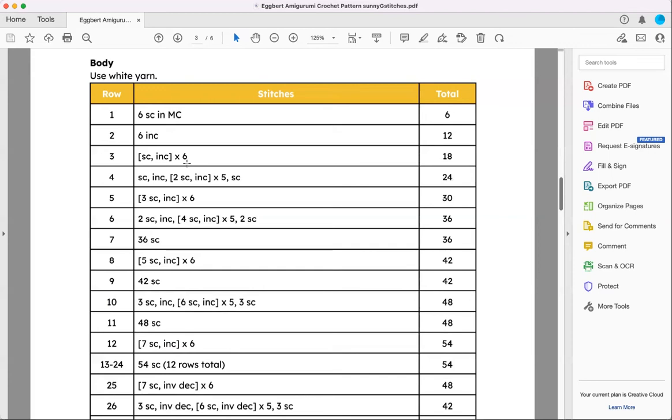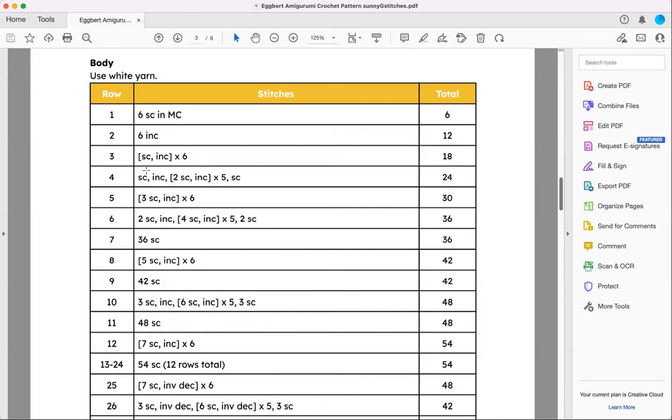In order to double check that it makes sense with the total stitch count, you can count the individual stitches that you're going to be doing. Over here, a single crochet is just 1 stitch, whereas an increase is 2 stitches in the same stitch. So that gives you 1 plus 2, that's 3 stitches that are going to be repeated for a total of 6 times. So 3 times 6 is how you get a total stitch count of 18.